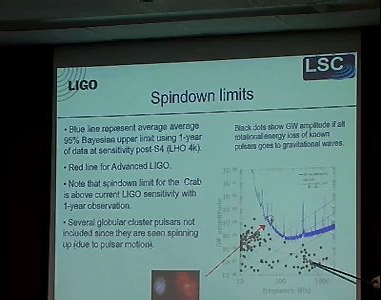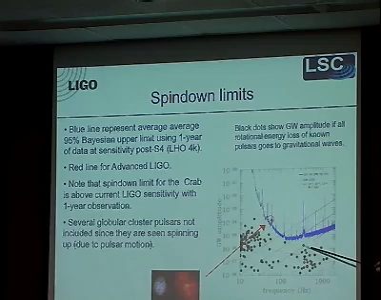The black dots here represent the spin-down upper limits for each of these radio pulsars. So this is, if you assume that all of the rotational energy lost, because some of these pulsars are spinning down, went to gravitational waves, these would be the upper limits on gravitational wave emission.